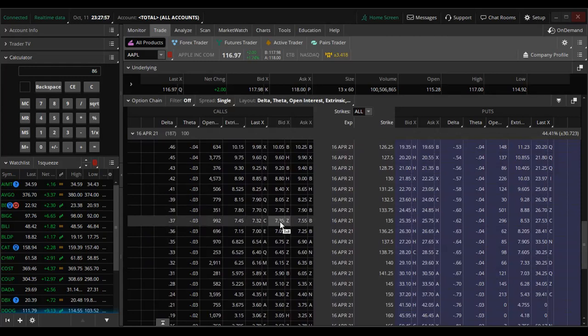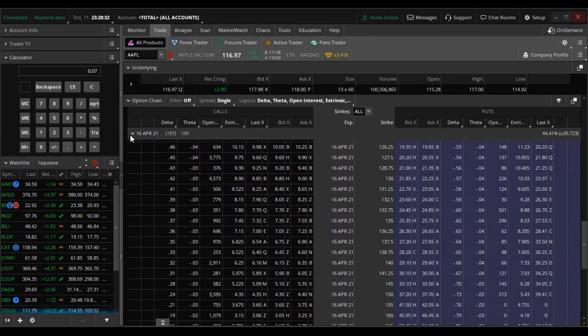So as you can see here, the last price of this option contract is $7.32. So because I paid $7.25 for the option, minus 725, I'm up $7 on my contract so far.